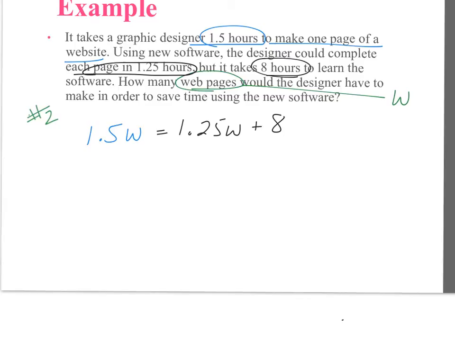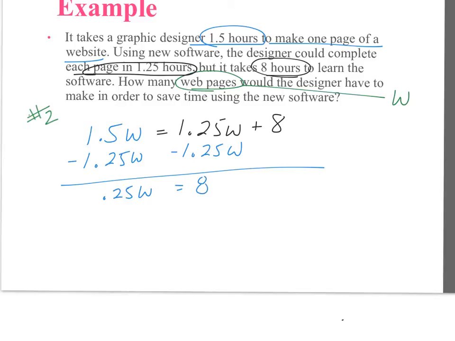There's nothing to distribute. So we now get the variables on one side. Again, I'm going to move the smaller of the two because it's usually the easiest way of doing this. 0.25W equals 8. Then there's no addition or subtraction to do. So I'm going to go straight to undoing the multiplication. I'm going to divide by 0.25 on both sides. So W equals 32.